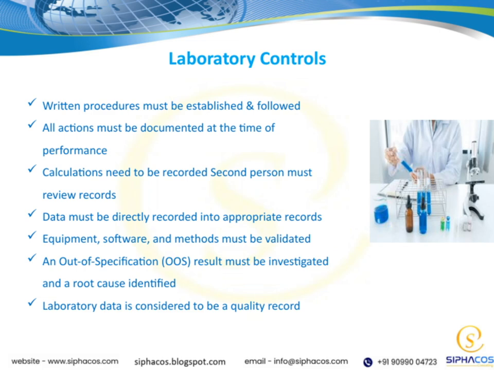When an out-of-specification, or OOS, result occurs, it must be thoroughly investigated. Identifying the root cause is vital to understanding what went wrong and preventing future issues. Remember, all laboratory data are considered quality records. They are essential for demonstrating compliance and maintaining product integrity. In summary, these controls and procedures form the backbone of a robust quality system. They help us ensure that our testing is accurate, reproducible, and compliant with regulatory standards.